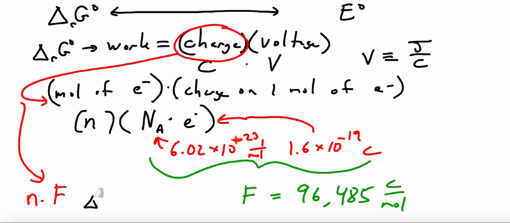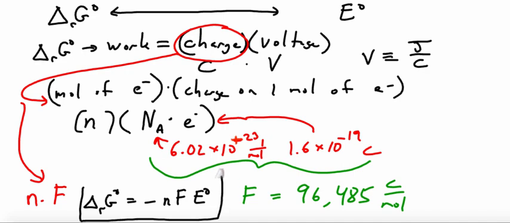We can see delta G standard must be equal to negative N and F and the voltage, which we call E standard. So voltage times the Faraday's constant times N. Now there's one thing we have to be careful about. The charge on an electron is not 1.6 times 10 to the negative 19 coulombs, it's negative 1.6 times 10 to the negative 19 coulombs, right? Electrons have a negative charge, and that's where this negative sign comes from. So this is our final equation that allows us to go back and forth between energy thermodynamics and voltage thermodynamics.